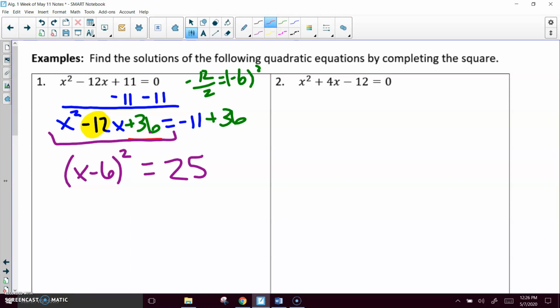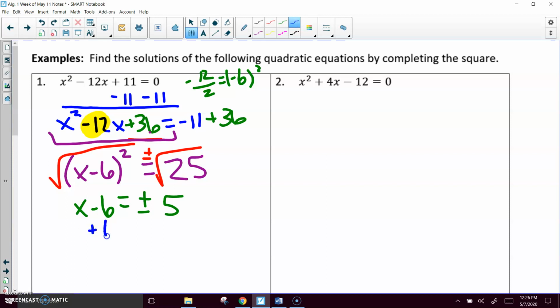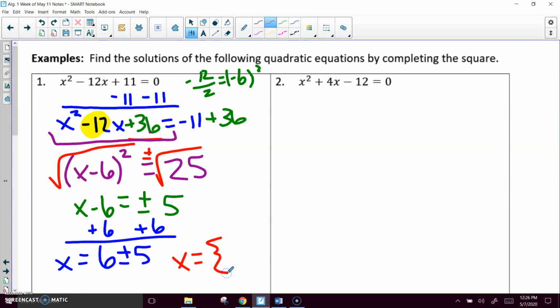Let's use inverse operations to get rid of our squared. So let's square root both sides, making sure to remember the positive and the negative. That gives me x minus 6 equals positive and negative 5. Get the x by itself by adding 6 to both sides. So 6 plus or minus 5. So 6 plus 5 is 11, and 6 minus 5 is 1.